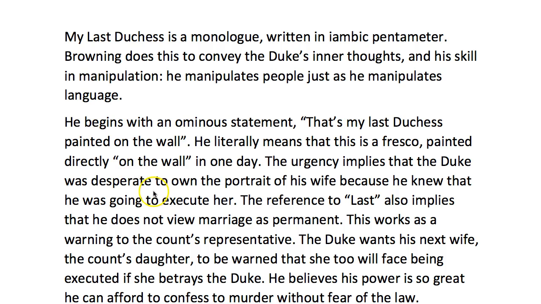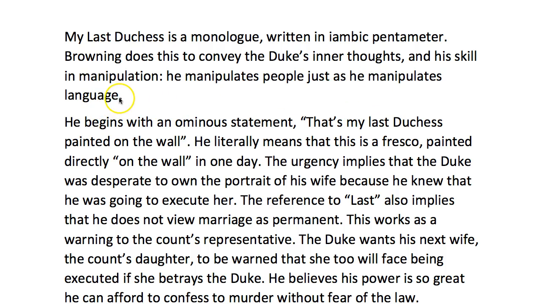So I wrote a grade 9 essay at the same time as my class using that structure. And so this is how I started. My Last Duchess is a monologue written in iambic pentameter. Now that's a description of the form. I get no marks for just describing it. I've got to link that to the meaning. So Browning does this to convey the Duke's inner thoughts and his skill in manipulation. He manipulates people just as he manipulates language.